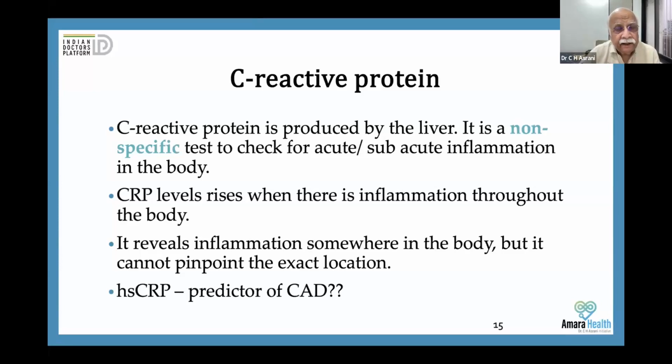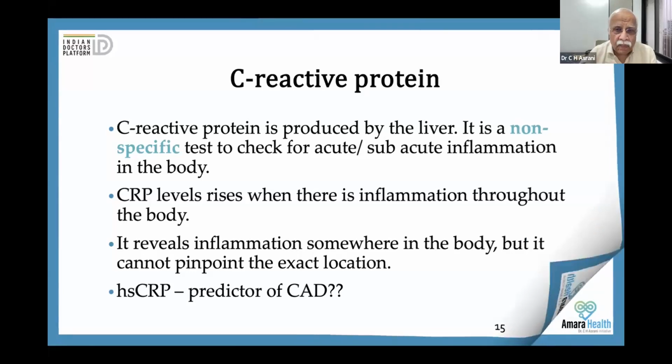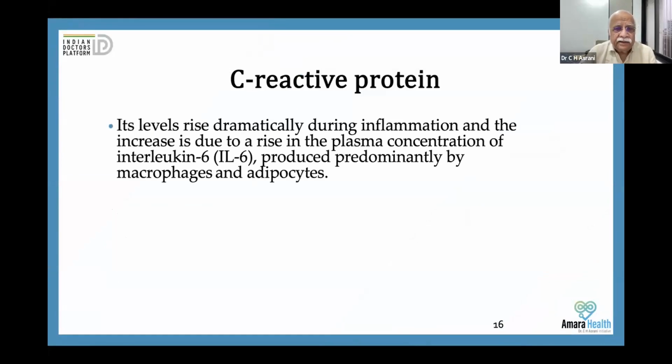HSCRP, can it be a predictor of coronary artery disease? Yes, but not alone. It is to be taken with other factors. C-reactive protein, as we saw during the COVID period, levels rise dramatically during inflammation, and the inflammation also gives rise to interleukin 6. CRP rise is due to a rise of interleukin 6 or IL-6, which is produced predominantly by macrophages.